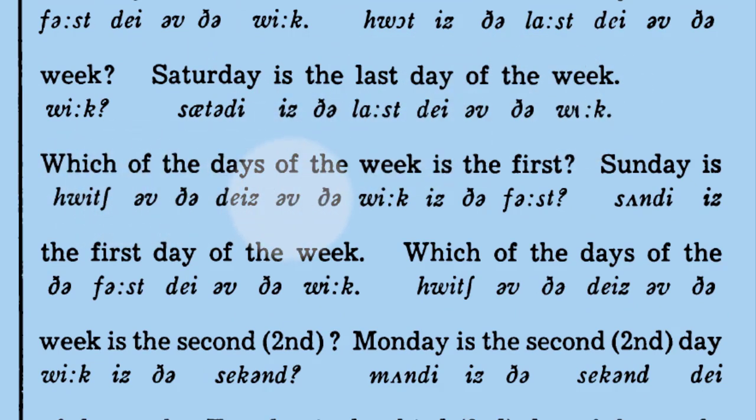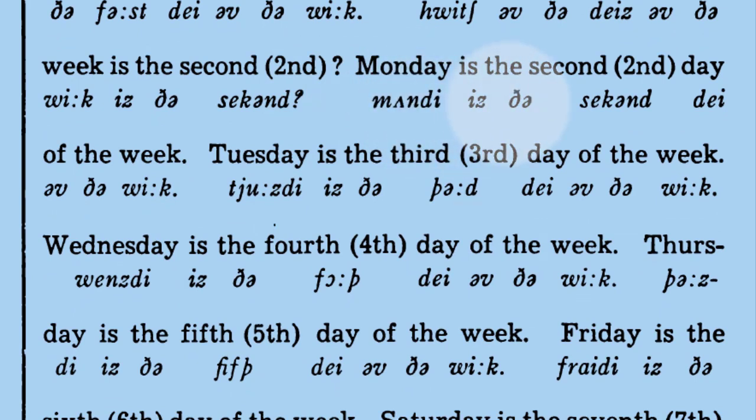Which of the days of the week is the first? Sunday is the first day of the week. Which of the days of the week is the second? Monday is the second day of the week. Tuesday is the third day of the week. Wednesday is the fourth day of the week. Thursday is the fifth day of the week.